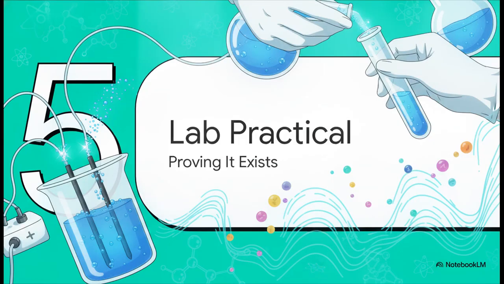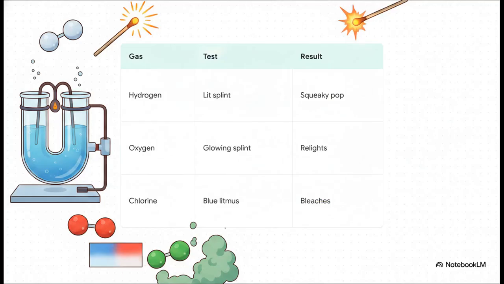And finally, part 5. The electrolysis lab practical, where we prove all this actually exists. All right, we've talked a whole lot about invisible ions competing and gases bubbling up, but how do we actually prove this in the real world? Well, we trap those gases in the lab and we test them.